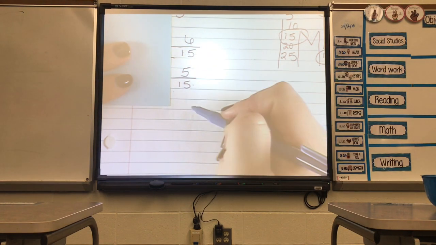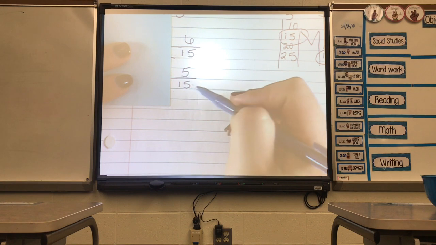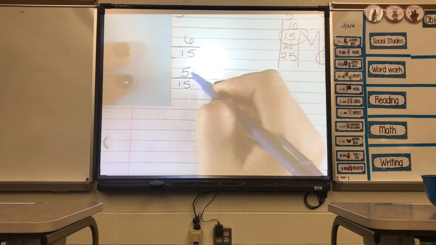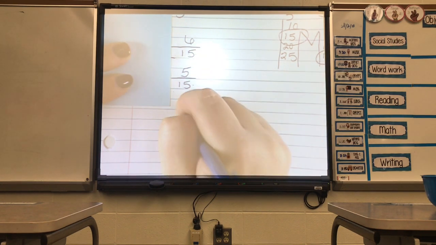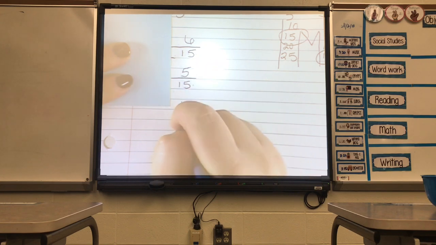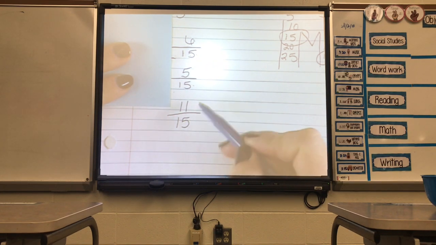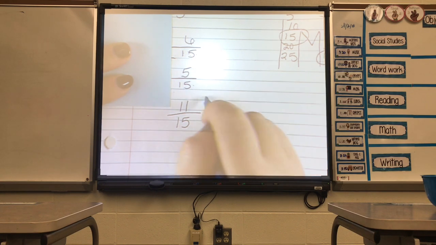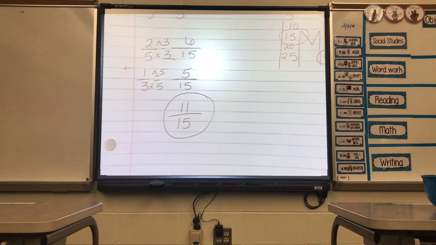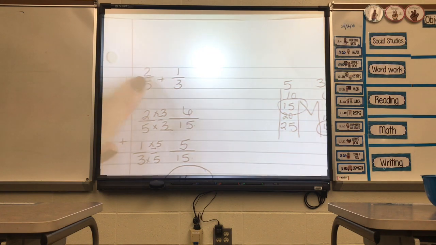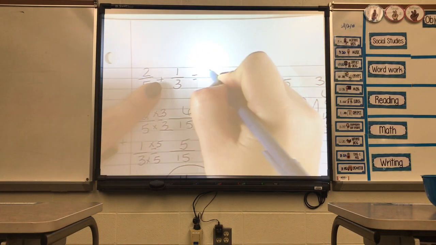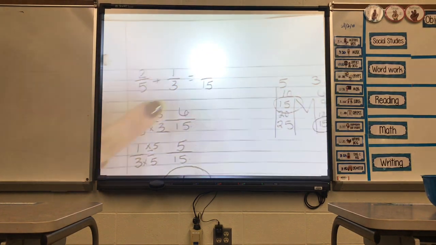And it says to add the whole numbers. I don't have whole numbers, so I can go to my next step, add the numerators. 6 plus 5 is 11. The denominator stays the same. This is not an improper fraction, and I can also not reduce, so that is my answer. So 2/5 plus 1/3 equals 11/15.